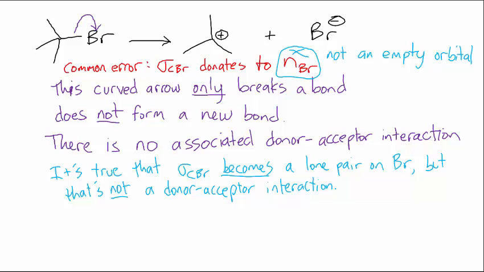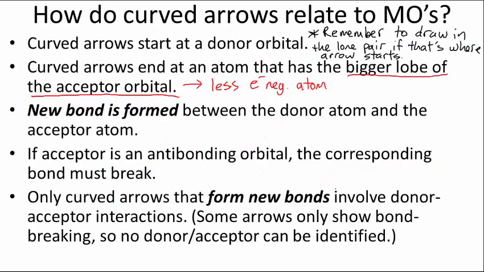So I don't want you to get into the trap of thinking every curved arrow has a donor-acceptor interaction associated with it. And yes, I'll go back a slide in a moment. All right, so this last point, just to reiterate, only curved arrows that form new bonds involve donor-acceptor interactions. So all that's left for us now is to do another example or two.